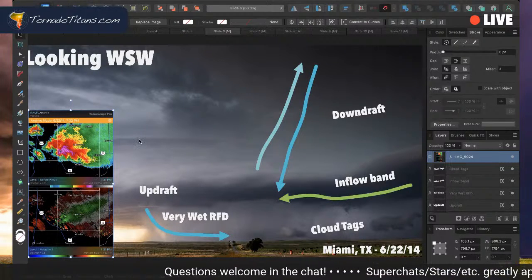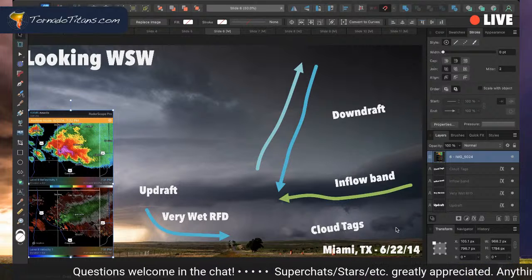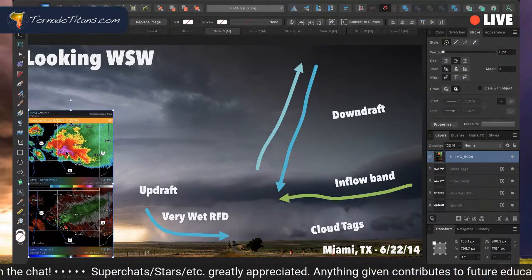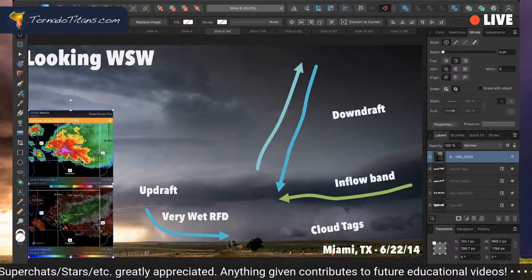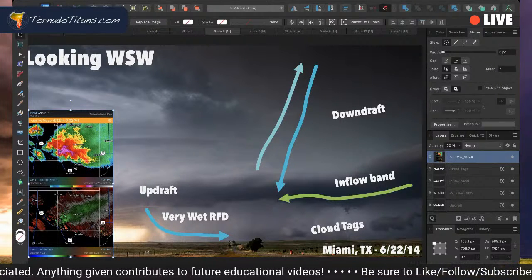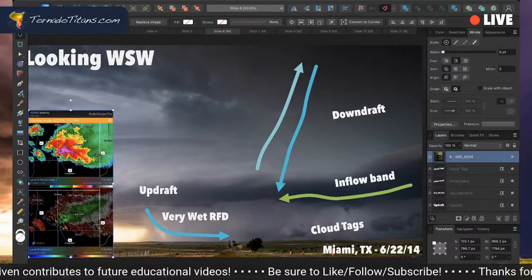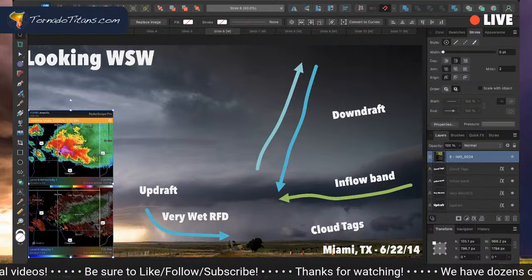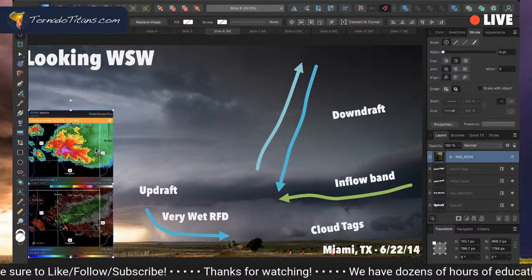So at the time of this, you can see here these cloud tags, this thick downdraft, this inflow band. This supercell actually had a separate cell blowing up here in its front flank a little bit. And you can see the cyclonic kidney bean shape. It's definitely transitioning to HP at this time as it's approaching Canadian.